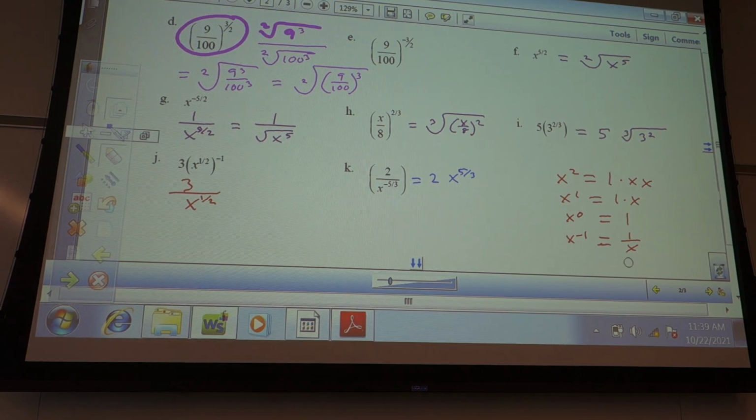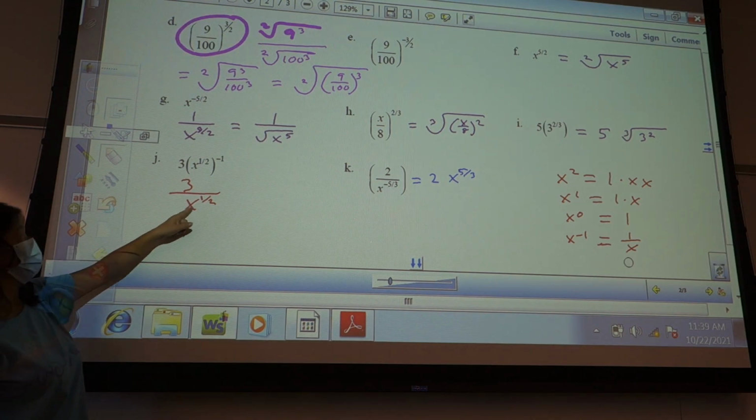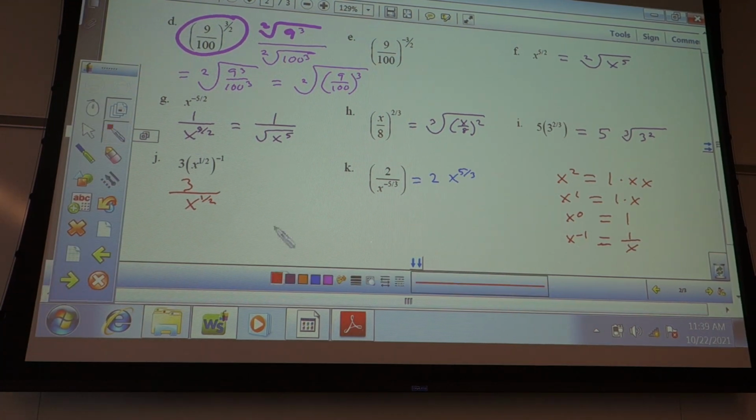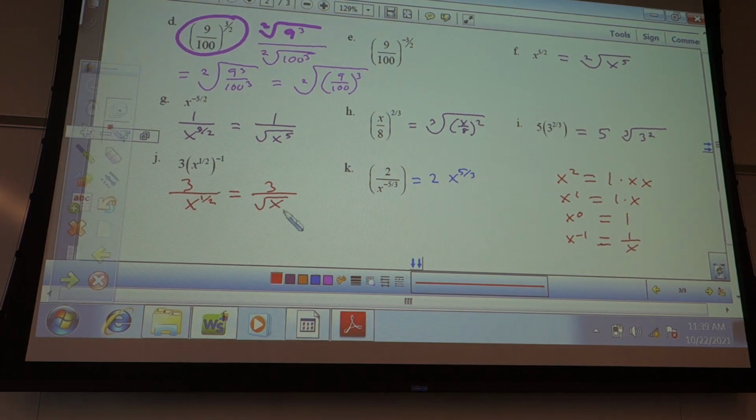Now, let's get back to this one here. So x to the 1/2, how would I write that? Well, it's still on the bottom, right? So the 3's on top. What's on the bottom? X to the 1/2. How do I write x to the 1/2 in square root form? Square root of x. Good? Perfect. Next one over here.